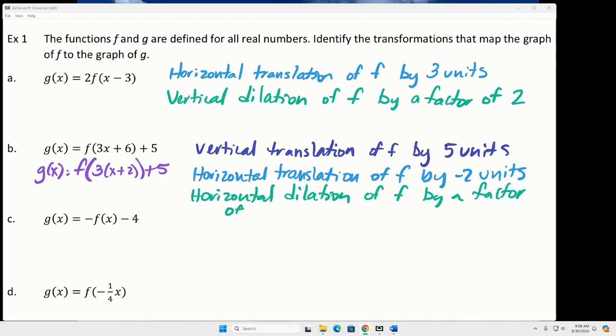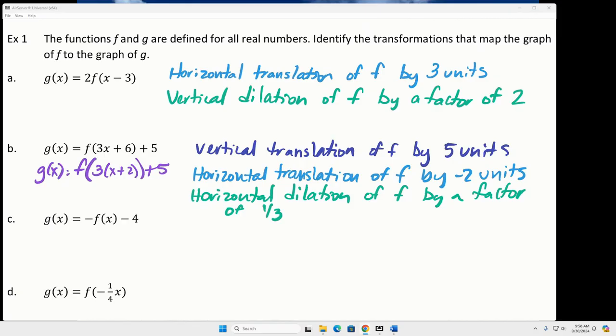Not 3, 1/3. My last class also took a really long time to get that straight. So the horizontal stuff is never going to be the actual number. It's going to be the inverse. So if it's adding, it's going to be the negative, or the opposite, I should say. If it's multiplying, it's going to be the reciprocal.